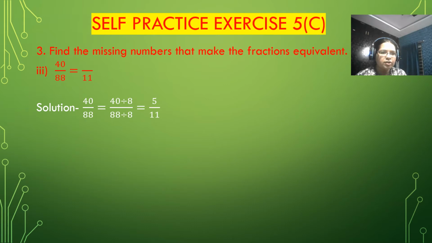We know 88 divided by 8 is 11. So we have to divide both numerator and denominator of 40 divided by 88 by 8. So 40 divided by 8 is 5 and 88 divided by 8 is 11. So 5 divided by 11 is the equivalent fraction of 40 divided by 88.